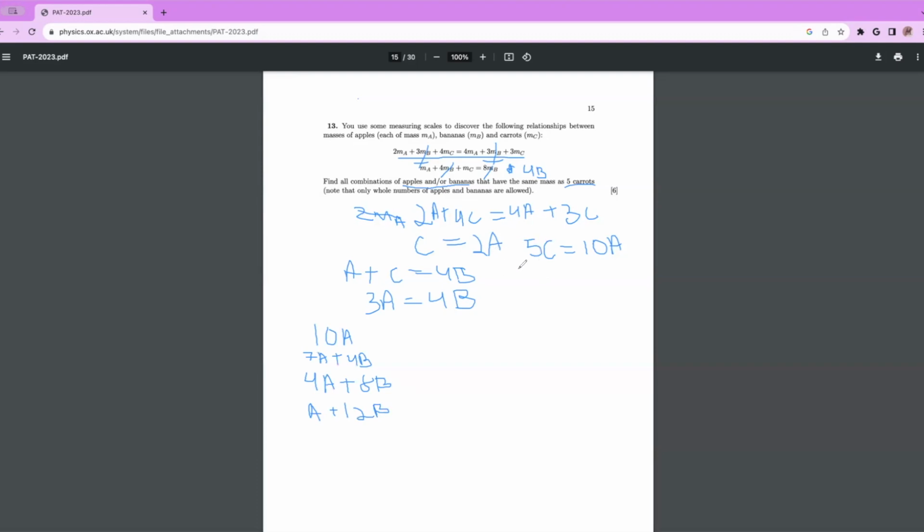Now, there is no solution in which you can have only bananas making up the mass of 5 carrots, since the problem specifically says that only whole numbers of apples and bananas are allowed. So this actually means that these 4 are the only combinations that are possible for this problem. So that's fun.